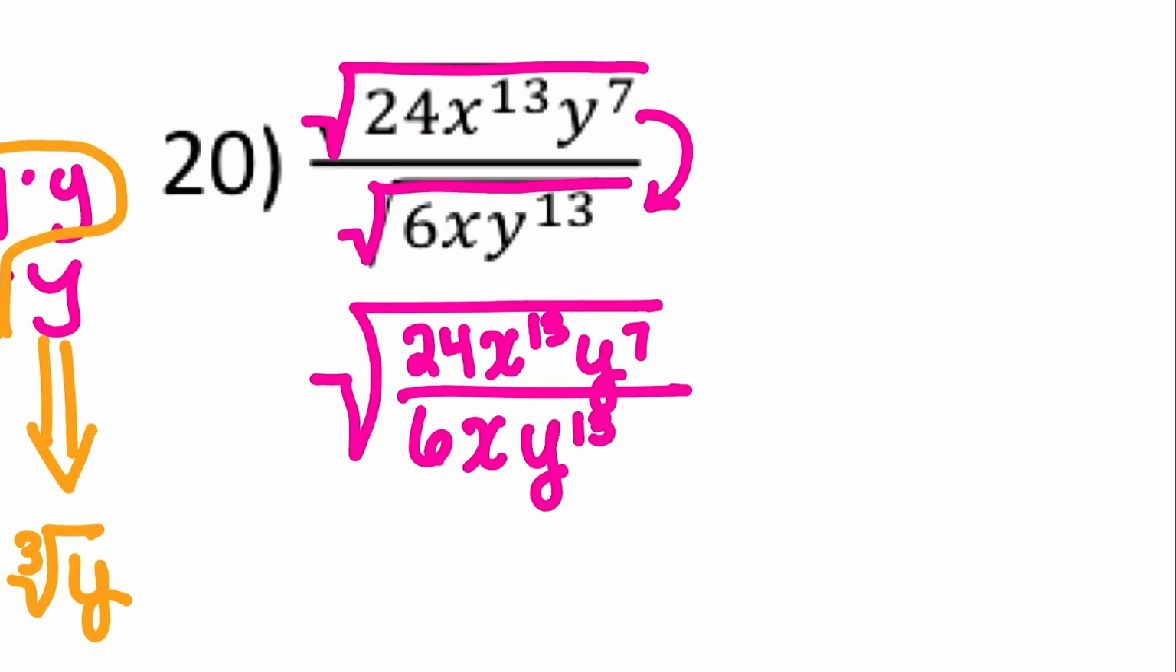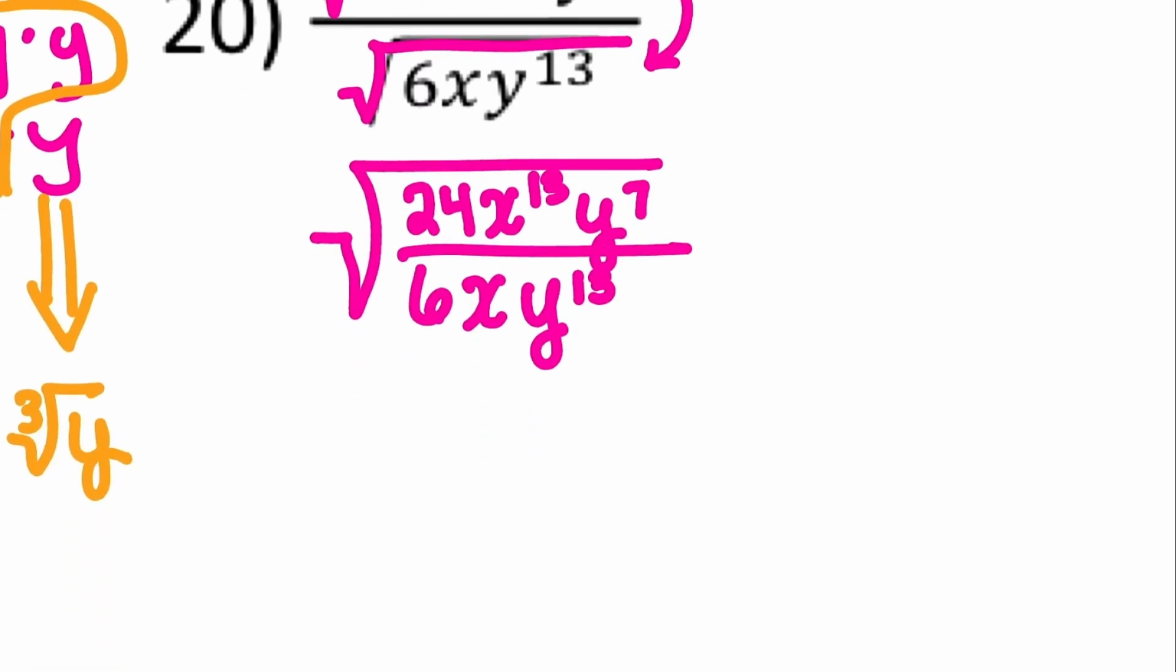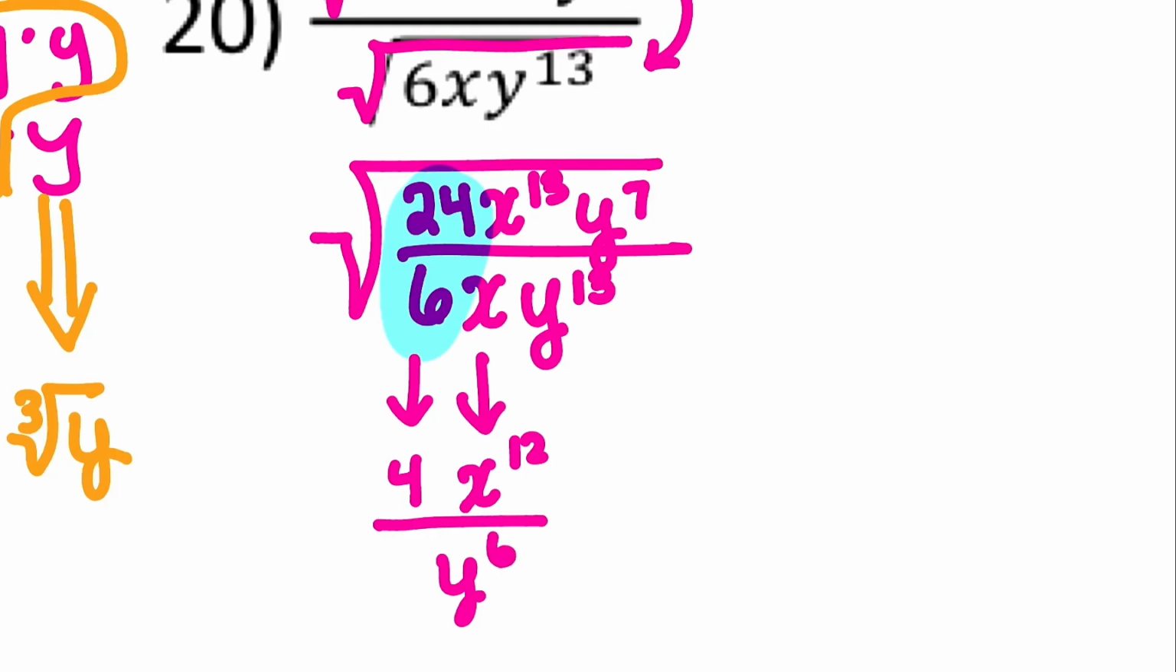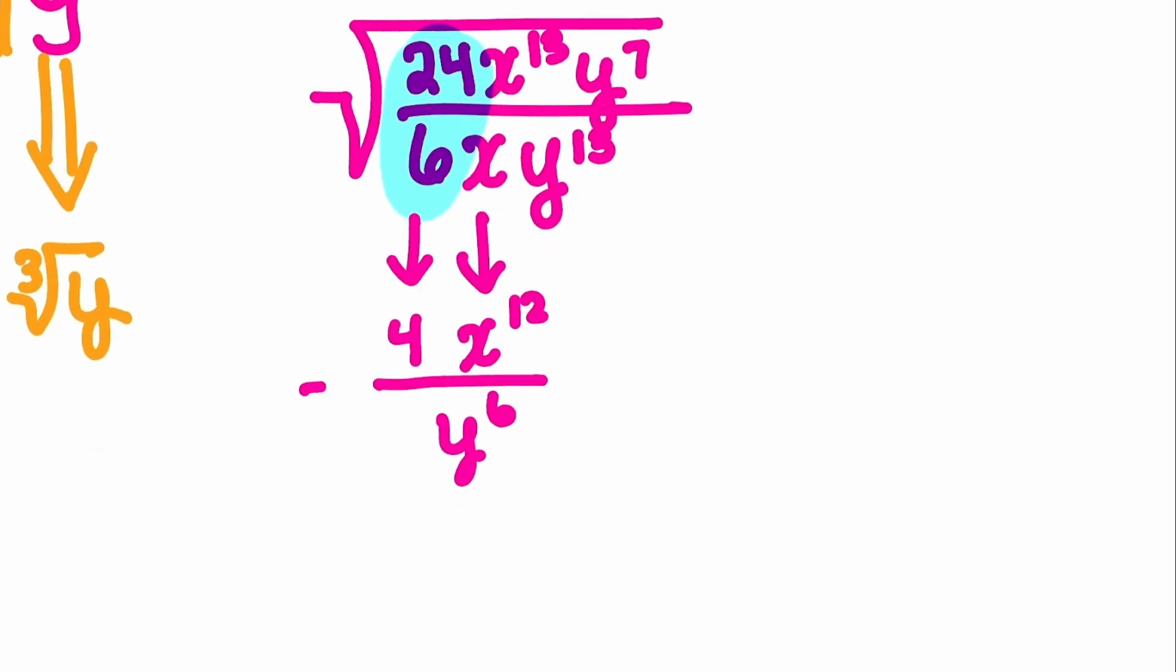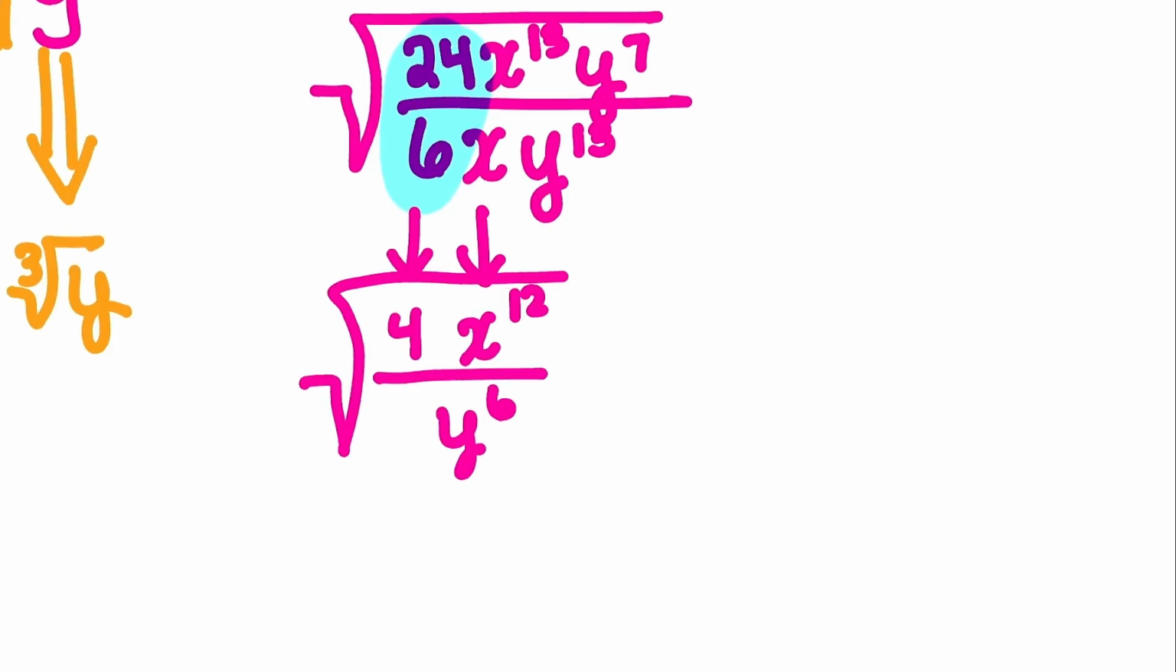Okay. So 24 divided by 6 is evenly divisible. So we can just go ahead right off the bat and simplify that. That one's going to be 4. We have x to the 13th divided by x. So we're just going to subtract their exponents. That's going to be x to the 12th. Then we have y to the 7th and y to the 13th on the bottom, which means that if we subtract them, they're going to be y to the 6th, and the y to the 6th is going to be in the denominator. So let's include this under our radical and keep moving.